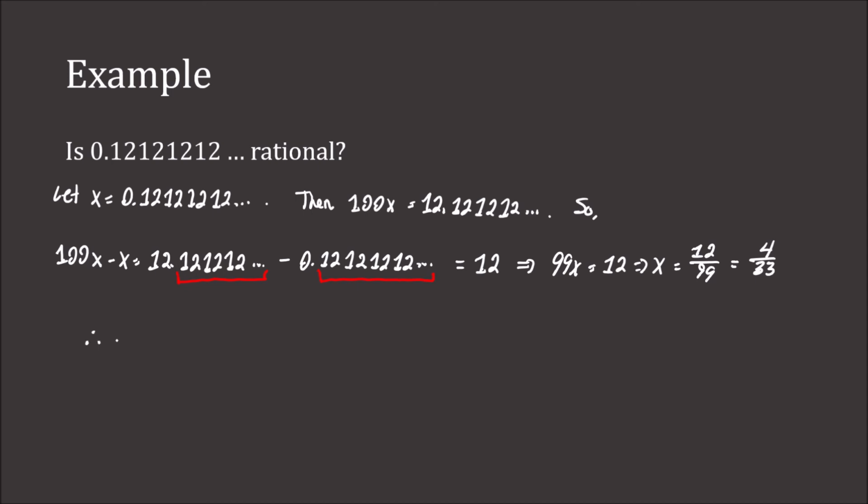So we can actually represent the decimal 0.12121212 repeating as the fraction 4 over 33. And of course, that is rational. So yes, this number is a rational number. So in general, any decimal that terminates is rational. And any decimal that has a repeating pattern is rational.